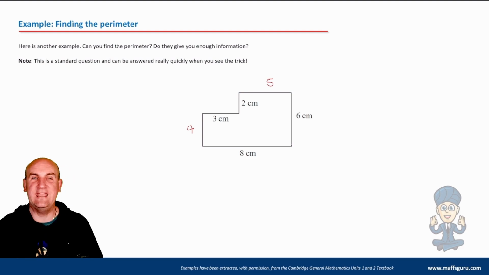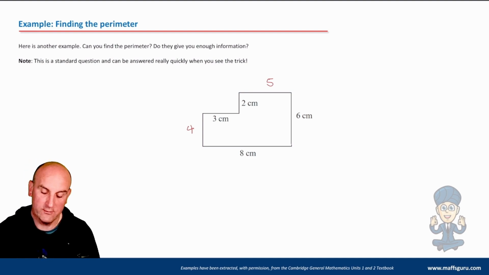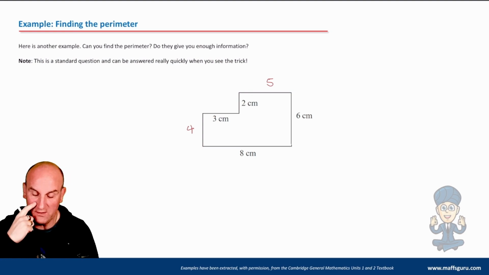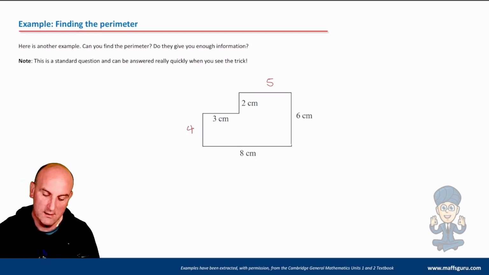And in what I'm saying, I'm actually almost giving you the hints to how I'm trying to trick you, or how the question's tricking you. Now, obviously, if I wanted to work out the perimeter of this shape, I would go 8 plus 6 plus 5 plus 2 plus 3 plus 4. That's certainly one way of doing it, but there is such a quicker way of doing it.